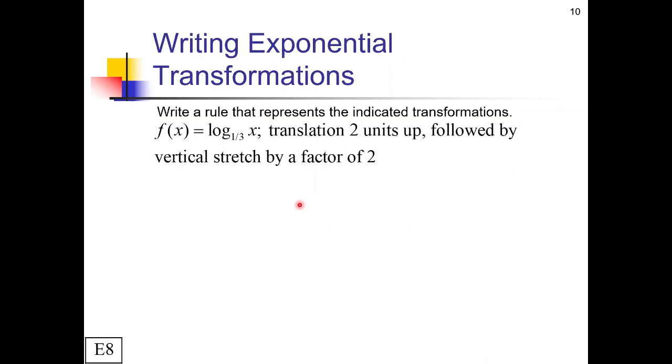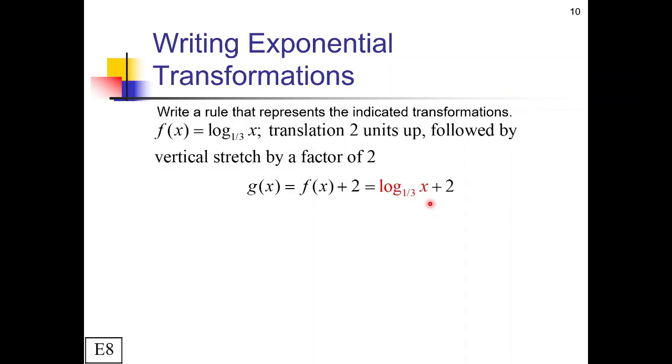For our last problem, we're just writing a rule that represents this transformation, just using a log instead of an exponential this time. Pause the video and see what you can do with this. All right, so for my first transformation, we have a translation of 2 units up. So I'm going to create a g function that's basically just going to be f of x plus 2. So that's just log base 1/3 x plus 2. Nothing crazy going on there.